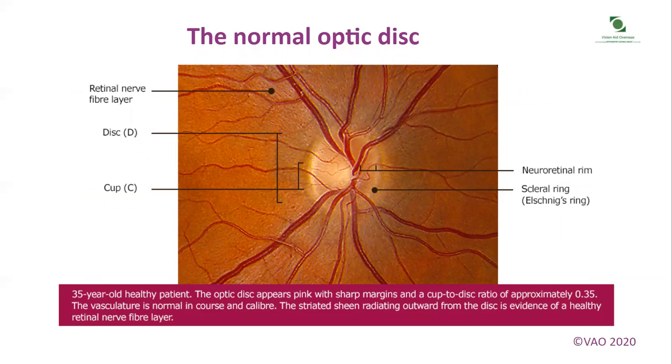Here is a picture of a normal optic disc. It's a 35-year-old healthy patient. The optic disc appears pink with sharp margins and a cup-to-disc ratio of approximately 0.35. The vasculature is normal in course and caliber. The striated sheen radiating outward from the disc is evidence of a healthy retinal nerve fiber layer.